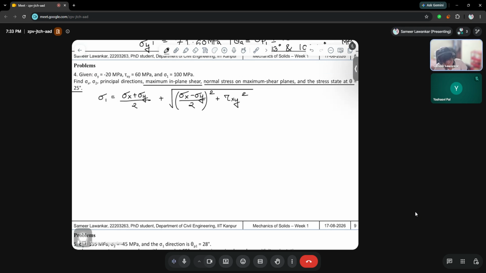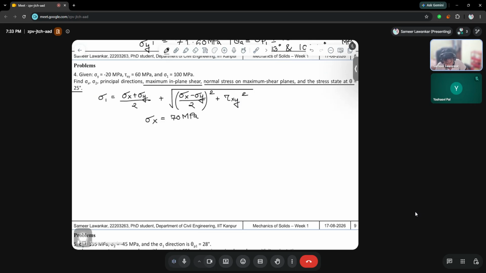So you know the value of sigma y. You know the value of tau xy. You know the value of sigma 1. The only thing which you don't know is sigma x. So it's one equation, one unknown. When you solve this, you can simply get the value of sigma x as 70 MPa.